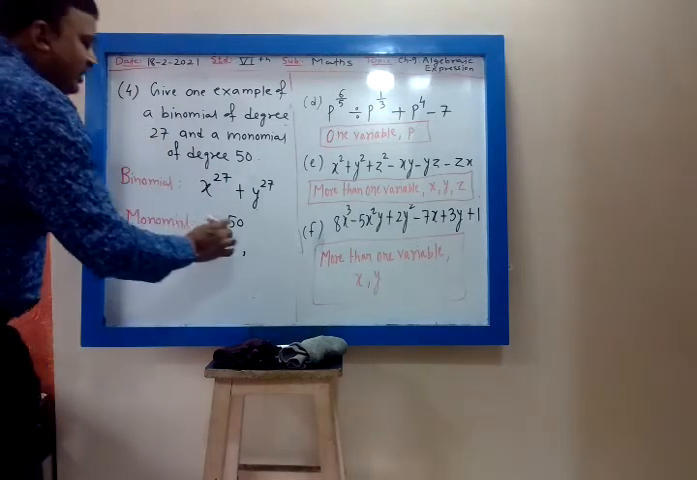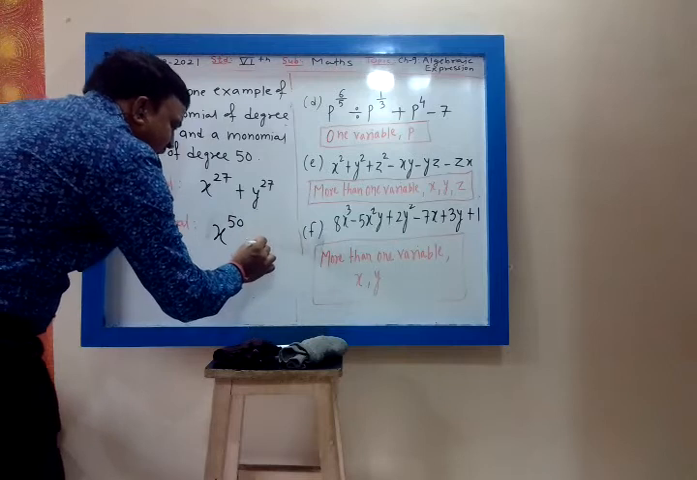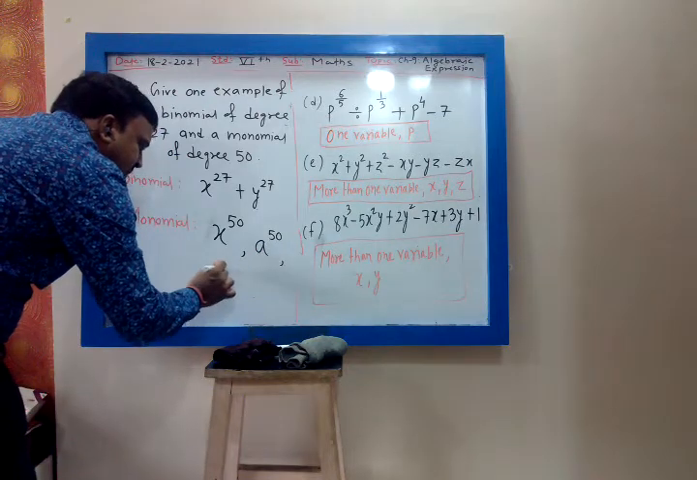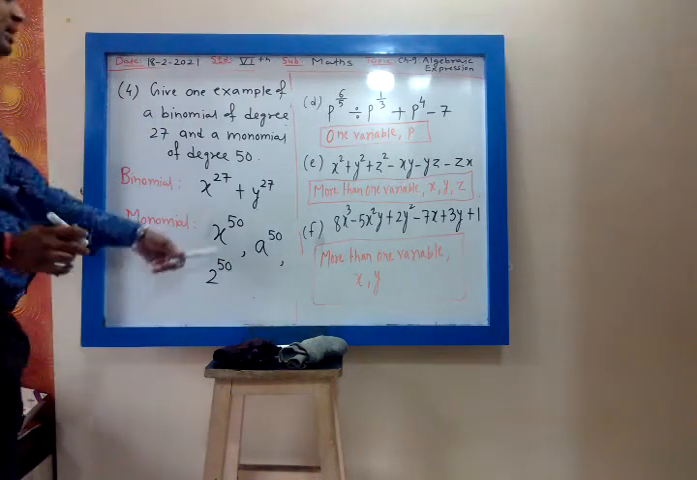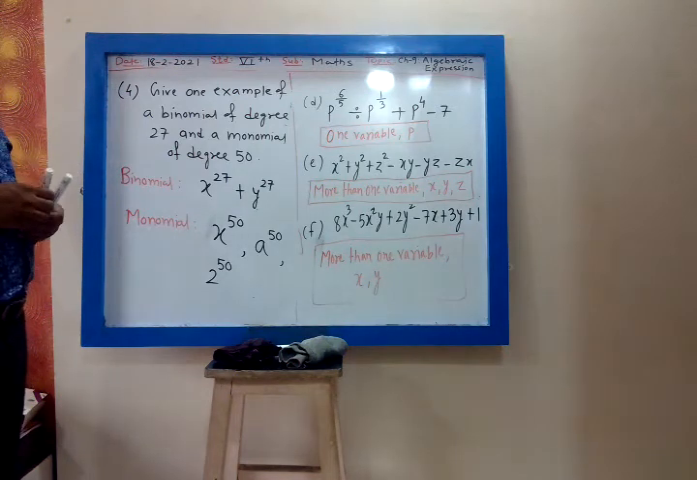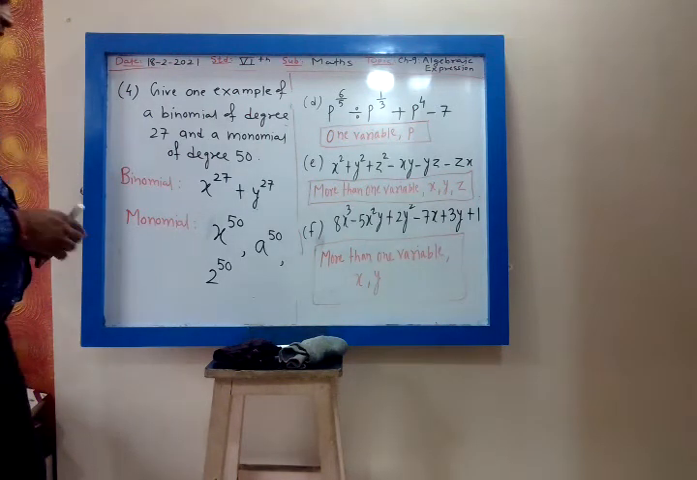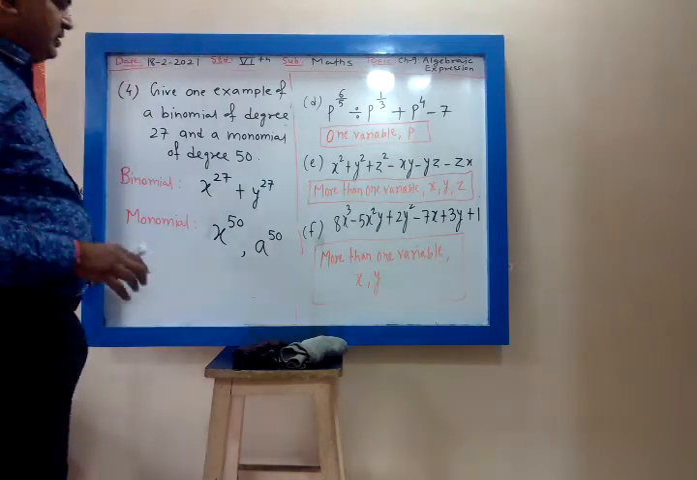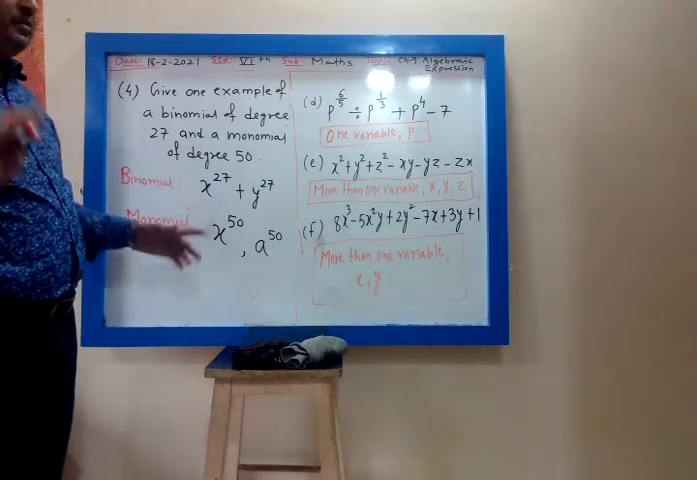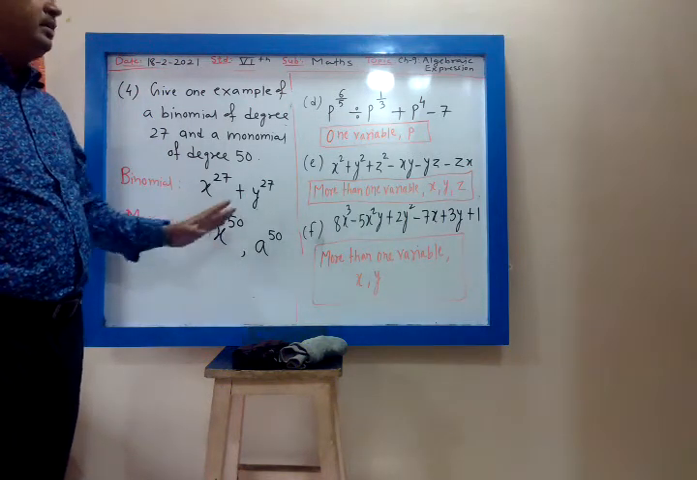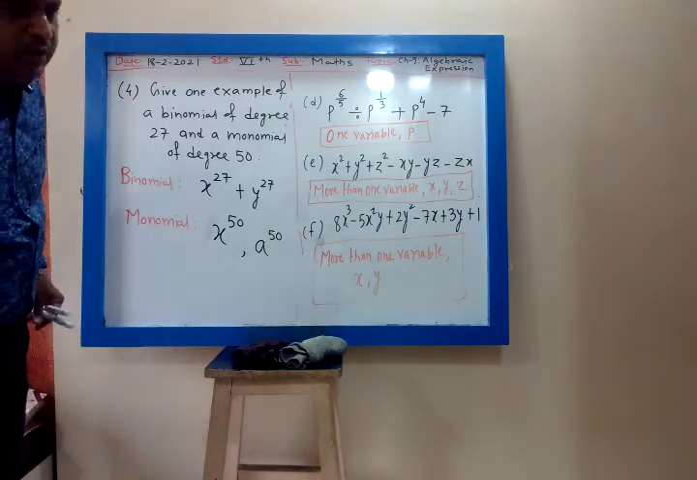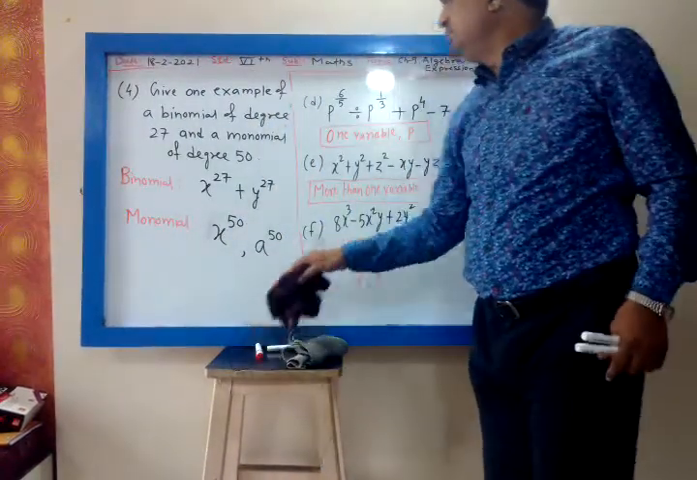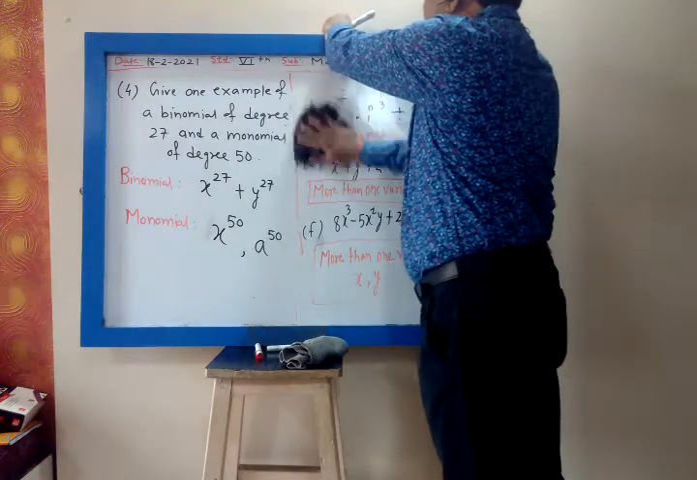No. This is the degree. You can give one more example. A raised to 50. 2 raised to 50. Yes or no? They are monomial. Monomial means 1 term. No, don't write 2 raised to 50, that is confusion. Write either s raised to 50 or a raised to 50, any one you write. 2 raised to 50 don't write, because that will be a constant, degree will be 0. 2 raised to 50, there is no variable.